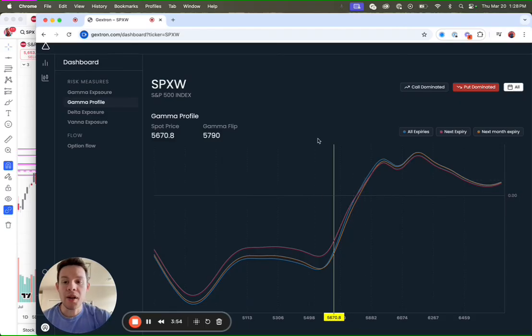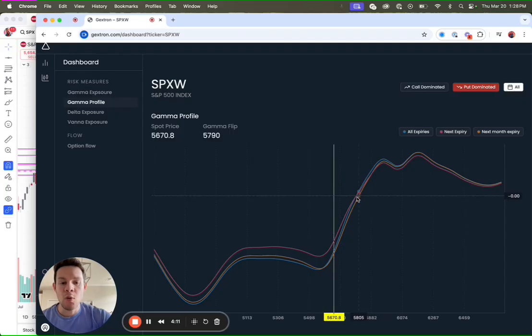This is awesome, right? But now let's do the opposite. When we're above the gamma flip point, this is best for swing traders. It's not good for day trading. It's really hard. Not that it's not possible, but it's not the best in my opinion.